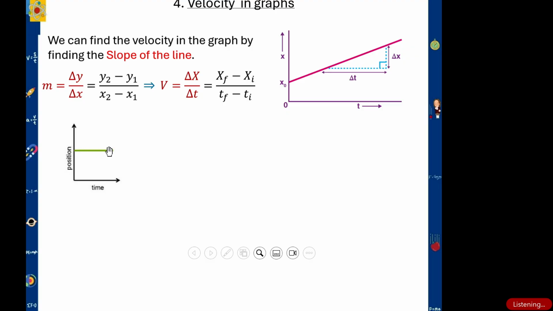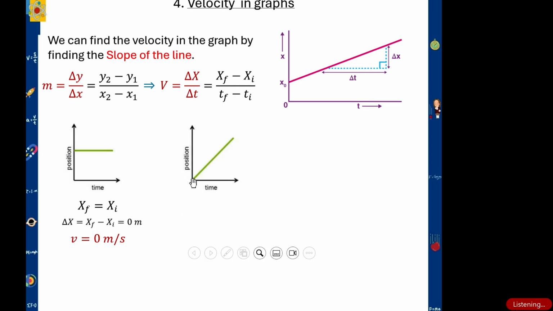So it means that you did not move, which means your velocity was zero. So your initial position was the same as the final position. So when you put them in the formula, you will have delta x zero. When you have delta x zero divided by anything, it will be zero again. So that gives you velocity zero.